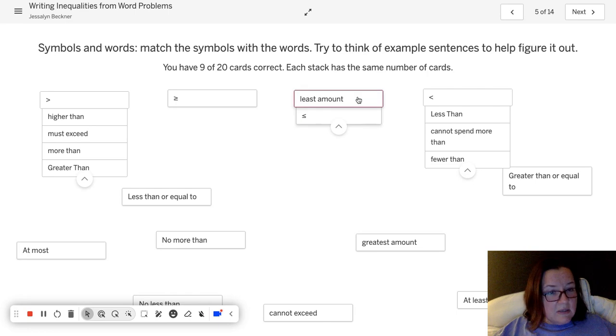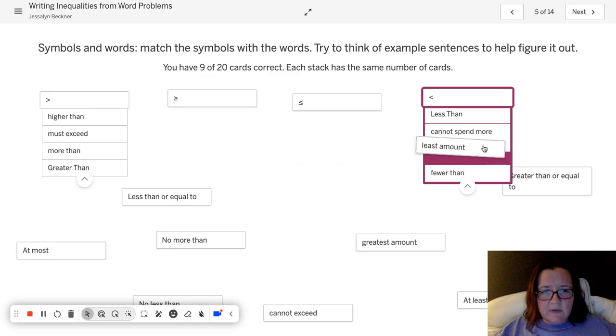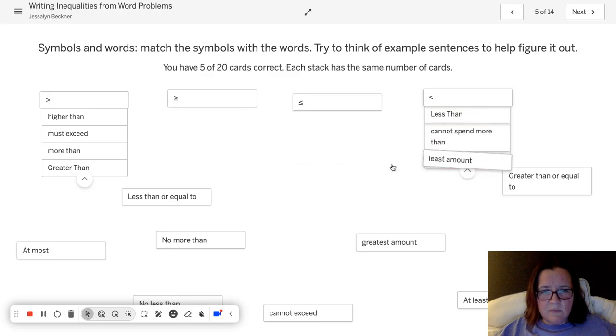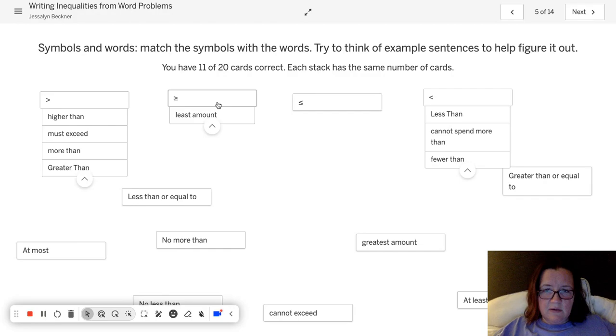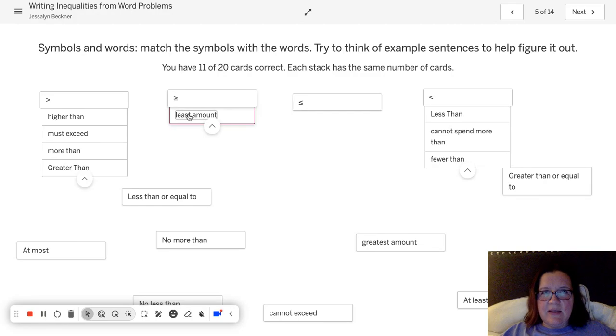They're telling me that's wrong. So let's try less than, least amount for less than. Nope. You know what? I think least amount means that you could have more. So let's try over here. Yes, that's correct. All right, so we know that least amount is like the smallest you can do, but you could also do more than that.